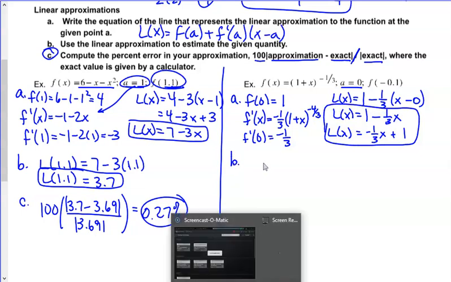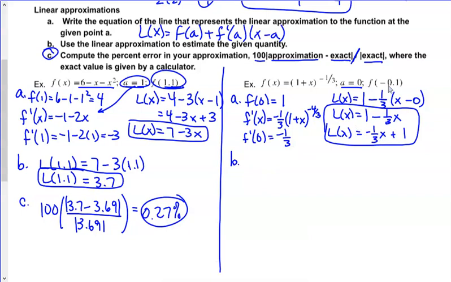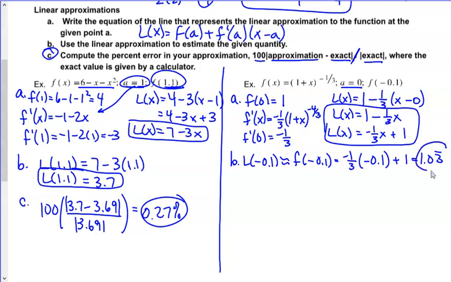All right, part B. We now need to use that linear approximation to determine what is f of negative 0.1. So L of negative 0.1 is a good approximation for f of negative 0.1, and I'm going to plug that into here. So I do negative 1/3 times negative 0.1, and I'm going to add 1. Now, when you do that into your calculator, you're going to end up with a 1.03 repeated. Okay? All right, so that's part B. That's the approximation for it.